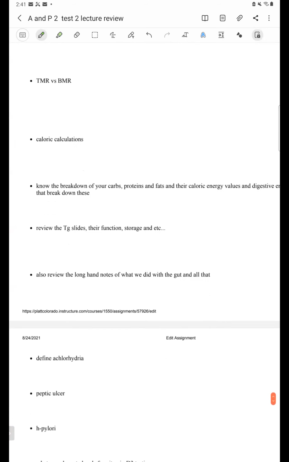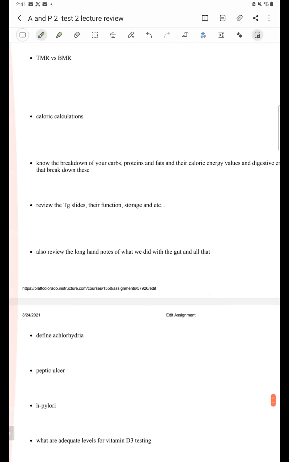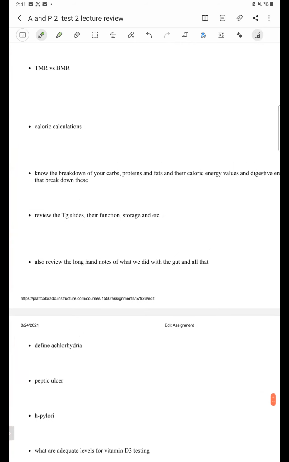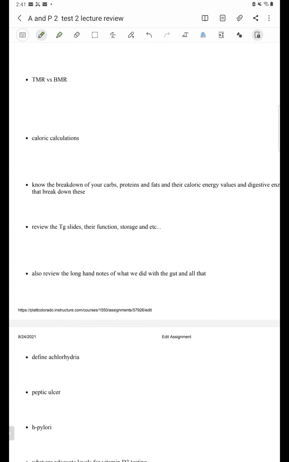Okay, TMR, total metabolic rate, versus basal metabolic rate. One way you can look at your basal metabolic rate is if you were sleeping or in a coma, how much energy does it take to sustain life? Your own built-in cellular metabolism, the heart beating, respiration, and all that stuff requires energy. So that's your basal metabolic rate.